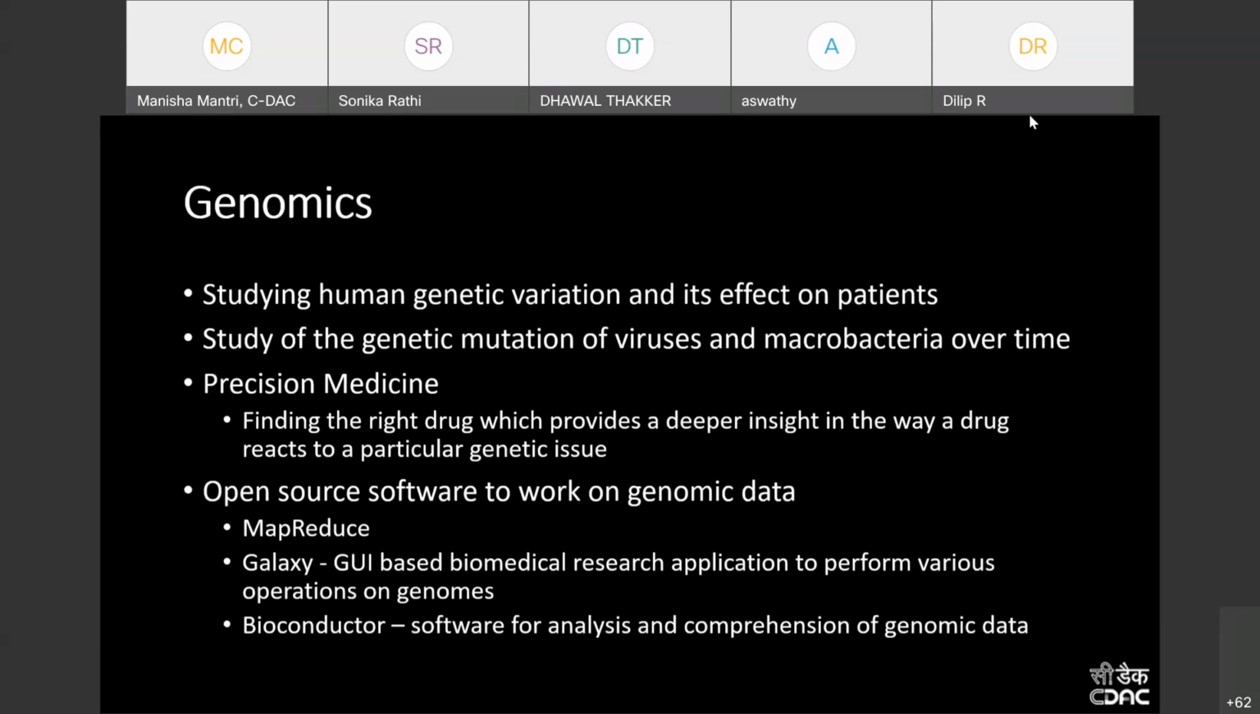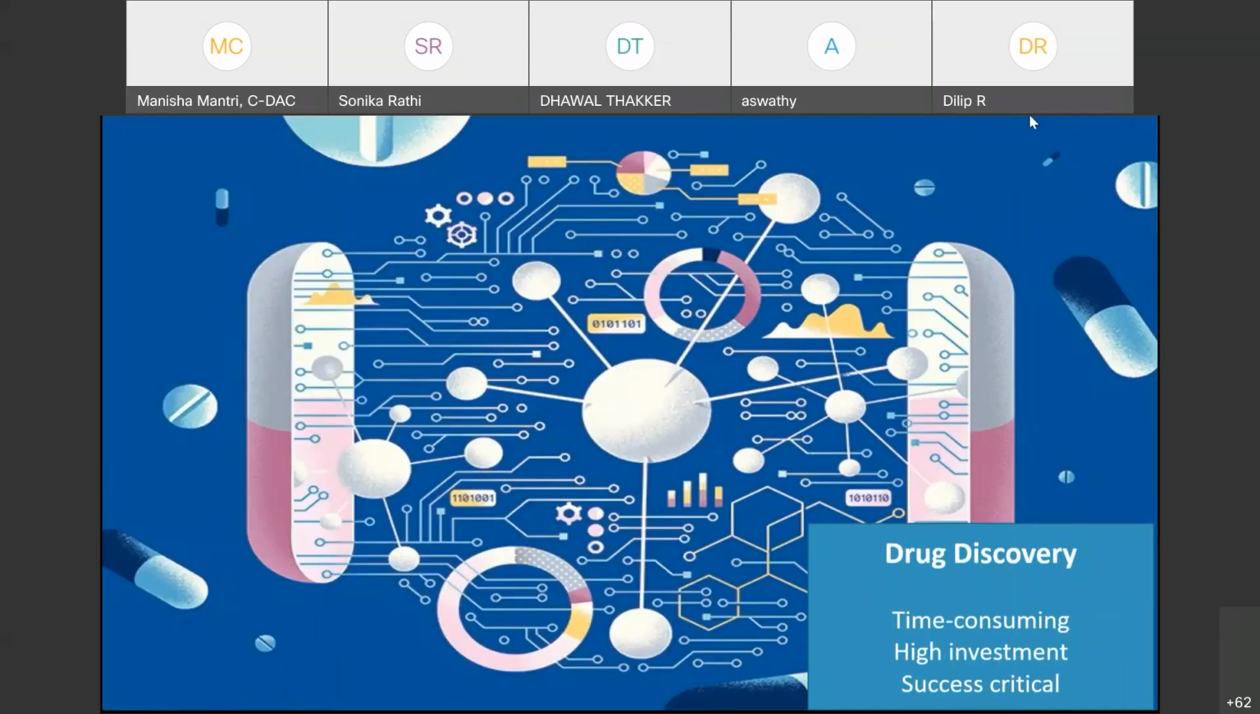And then there is something called precision medicine, where you can find the right drug, which provides a deeper insight into the way the drug reacts to a particular genetic tissue. So the right drug, a precise drug for an individual. This is especially important in cancer cases where a lot of drug dosage is given to the patient. And then the field now has a lot of open source software to work on genomic data. You have the MapReduce algorithm available, which is widely used. Then Galaxy, then Bioconductor. So these software are there that you can use.